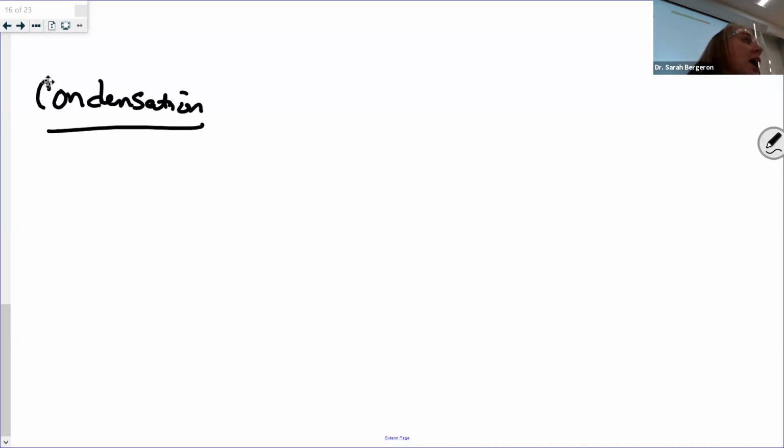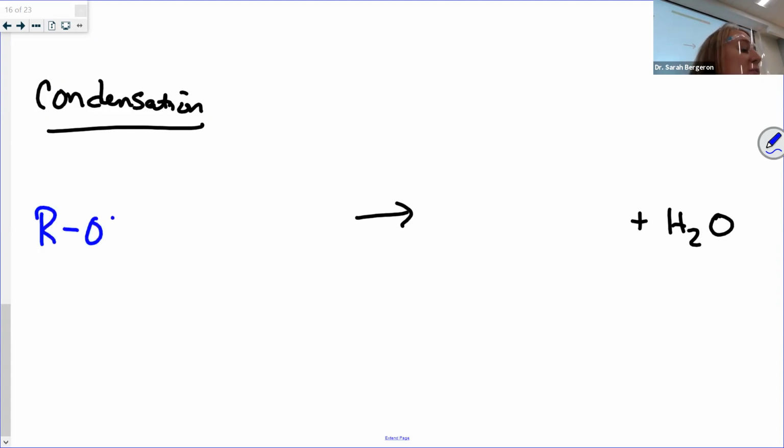In condensation, you make water. That's true. So water is a product. What do you start with? Two molecules. You do start with two molecules. Each of those molecules is going to have an alcohol. Okay, so we'll call it R1 and R2. Make it easy.